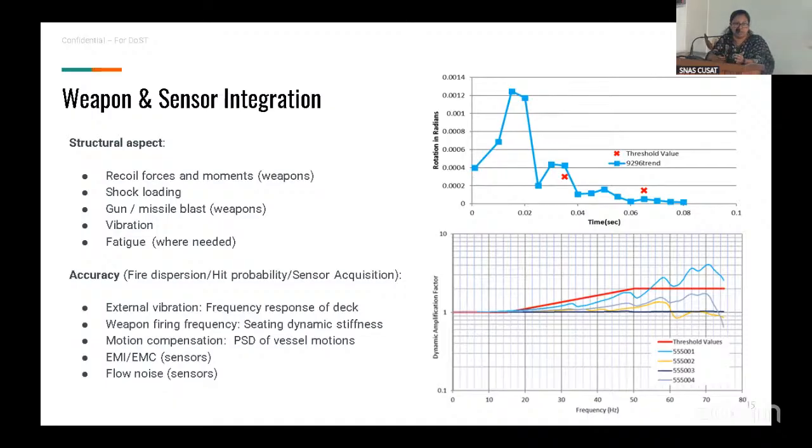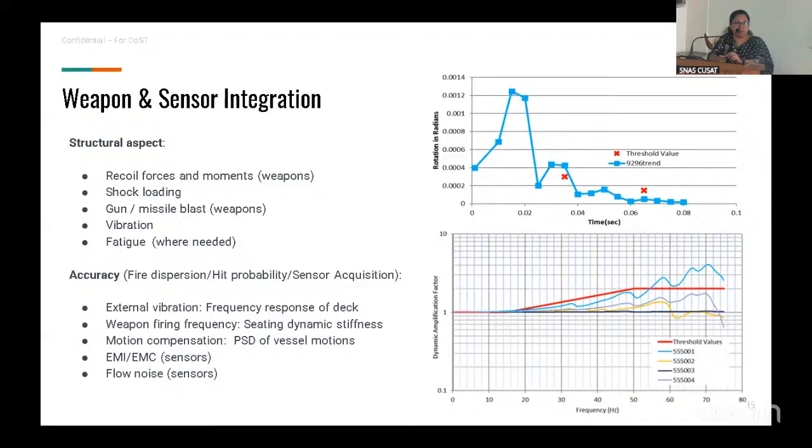In the case of structural aspects, we apply recoil forces and moments, then get the resulting stresses and make sure these are within the yield criteria and buckling criteria. Shock loading is carried out. For missile blast, the blast pressure in the nearby areas will be applied and we make sure that the area is safe. Then there are vibration aspects. We check the free vibration and make sure that the vibration modes in the nearby area are not causing any resonance with main equipment. Then fatigue analysis whenever needed.